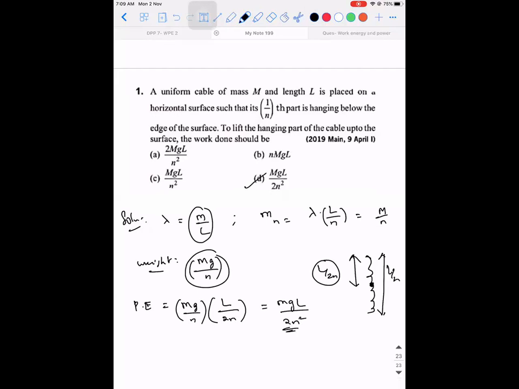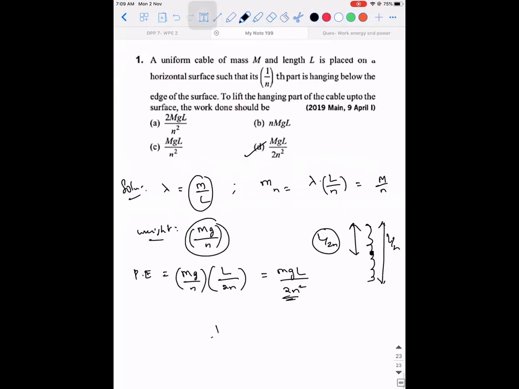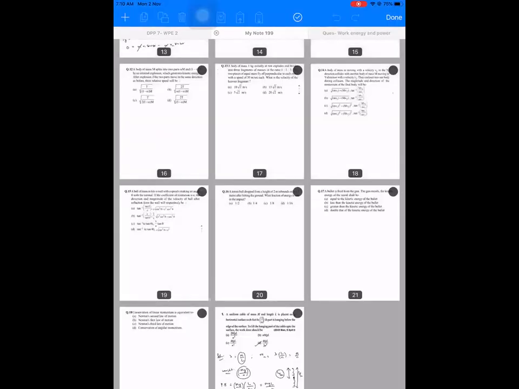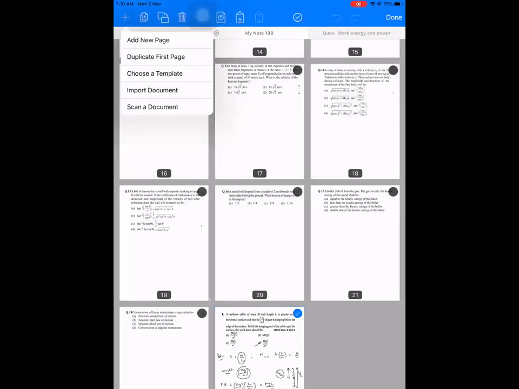Actually, you need not solve this problem. The answer is 1 by 2 into mg by n into L divided by 2n. This is how you need to remember. If the hanging part is 1 by nth of the portion, then 1 by n divided by 2 will be the height through which you need to lift it, because the weight will be concentrated at the center. Are you guys able to understand? Yes, sir. So from next time, you can directly say it is mgL by 2n square.